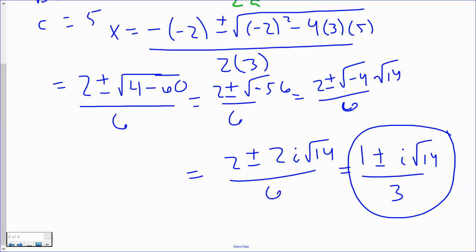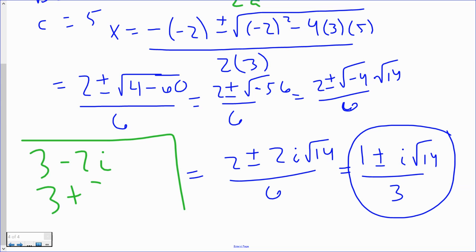Now, these are two different numbers. Imaginary numbers always come in pairs. So that's why you have a plus or minus. So it's both 1 plus i radical 14 divided by 3 and 1 minus i radical 14 over 3. So they always are going to come in pairs. So if I had a different answer, let's say, for example, completely separate from this problem, if I had 3 minus 2i, then the other solution is going to be 3 plus 2i. So they're always going to come in conjugate form. That's why that's a plus or minus. So if I got 4 plus 5i, then also 4 minus 5i would be another solution as well.